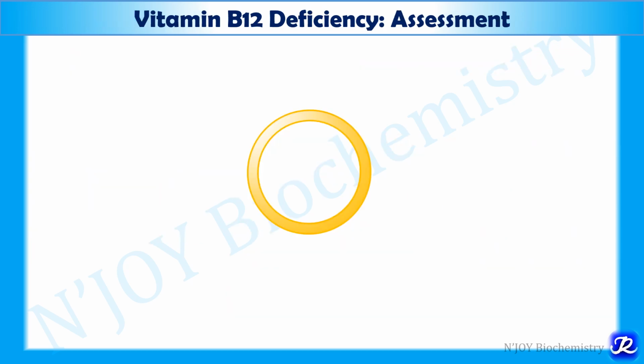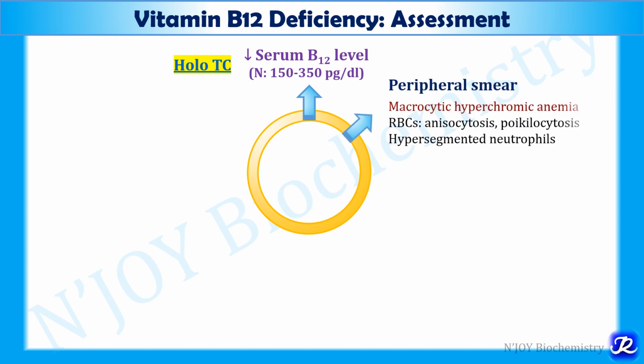The assessment of vitamin B12 deficiency includes estimation of serum B12 level. The normal range is 150 to 350 picogram per dl. Holotranscobalamin is the metabolically active form of vitamin B12. So the estimation of this metabolically active form will give the actual status of vitamin B12 deficiency. Peripheral smear will show macrocytic hyperchromic anemia. Anisocytosis, poikilocytosis will be seen.